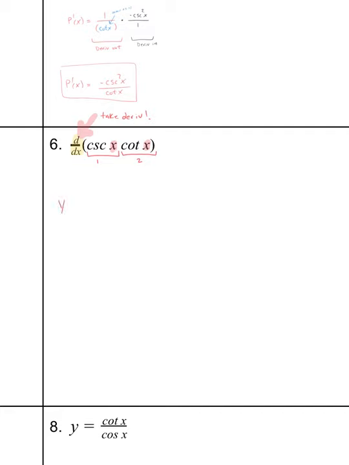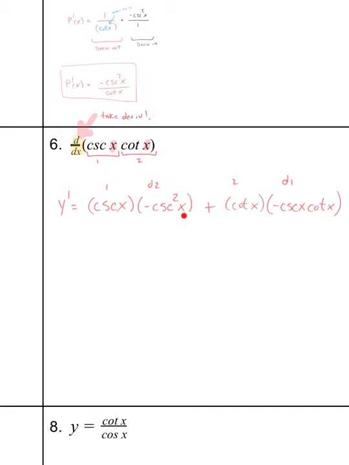Let's get started. The first function as is, cosecant of x. Then we come back with d2. The derivative of the cotangent is negative cosecant squared of x. Plus, we come back with the second function as is, the cotangent of x. And then we need the derivative of the first. The derivative of the cosecant is negative cosecant of x, cotangent of x. So that is your product rule.